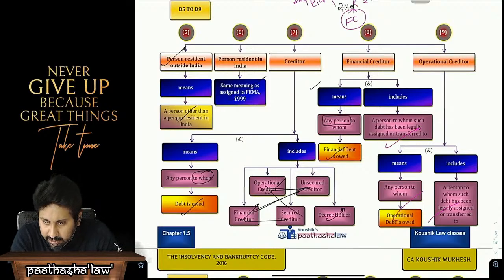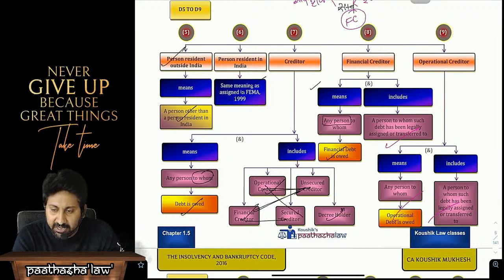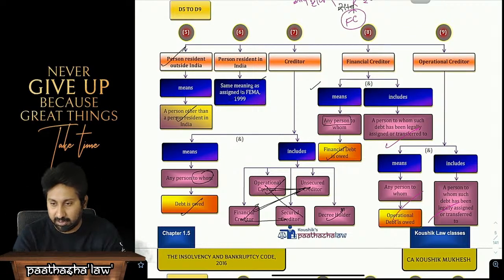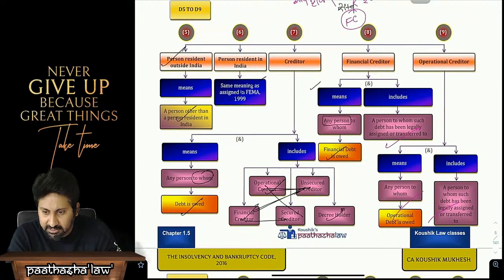One person is asking, sorry, what is the difference between a person and a creditor definition? A creditor will be a person. All persons may be creditors. Technically, if you read the creditor definition, creditor means any person. Whatever the list of persons we gave, anyone can become the creditor. That's the idea. That's the difference.